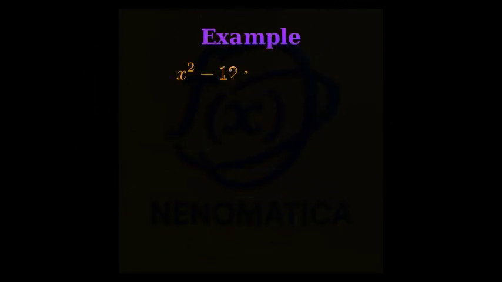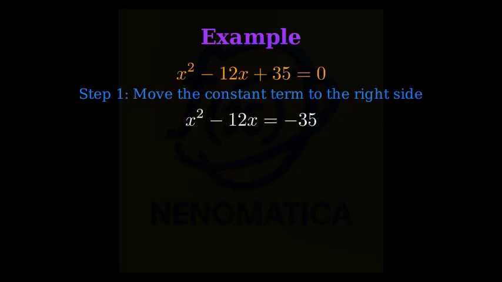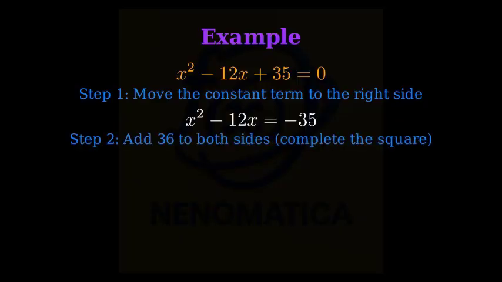In this lesson, we will solve a quadratic by completing the square, carefully following the exact step order shown. Here is the example we will solve. Step 1. Move the constant term to the right side. That gives x squared minus 12x equals negative 35. Step 2. Complete the square by adding 36 to both sides. We choose 36 because half of 12 is 6, and 6 squared is 36.